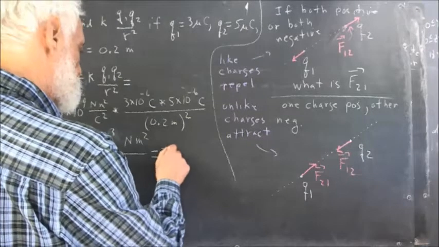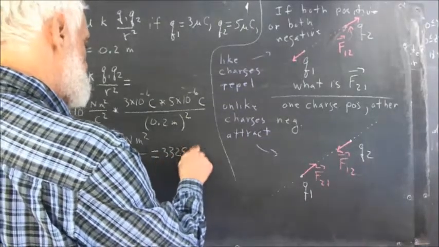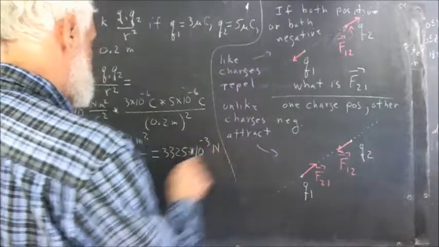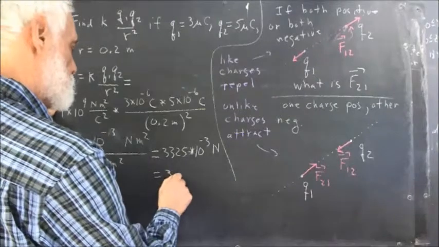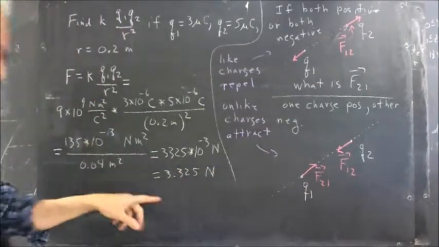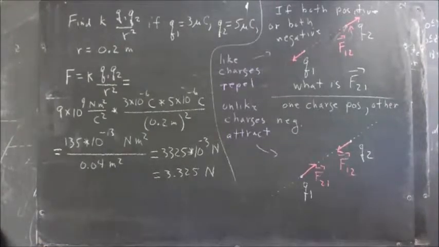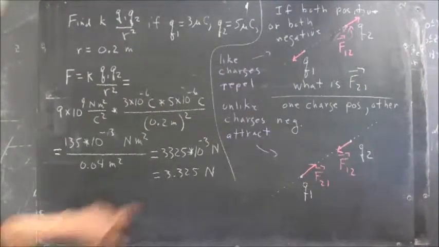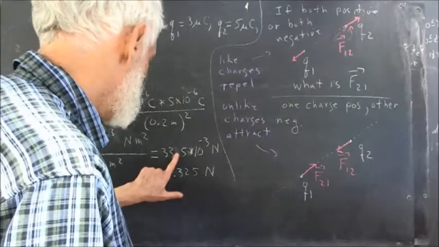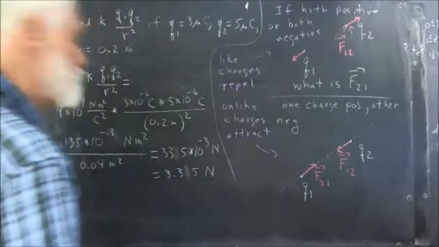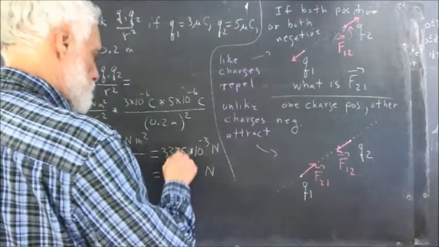Okay, 3,325 times 10 to the negative 3rd newtons, which equals then 3.325 newtons. Check my arithmetic. I'm not as reliable as I used to be, and I never was all that reliable. Now, maybe you've checked by now. That should be 375 here, because we're adding 125 to 3,250, so that's going to give us 375.